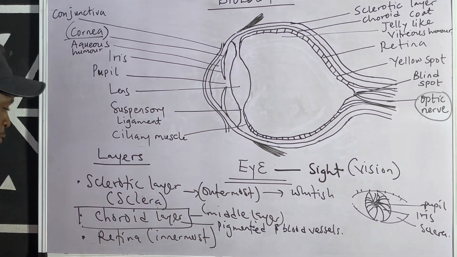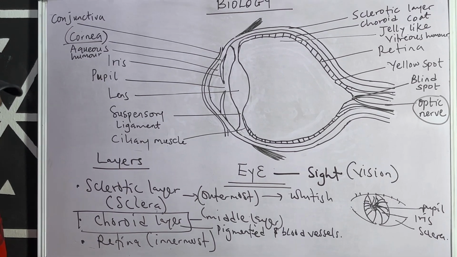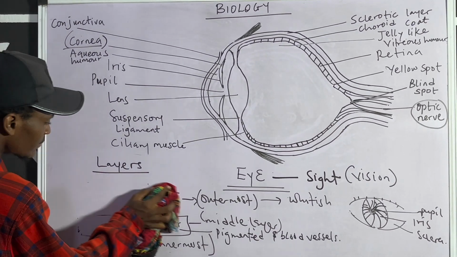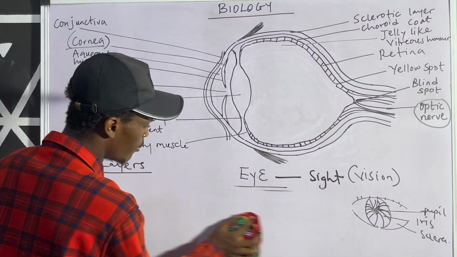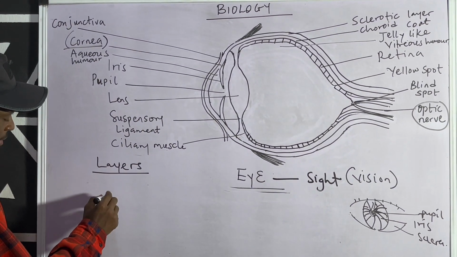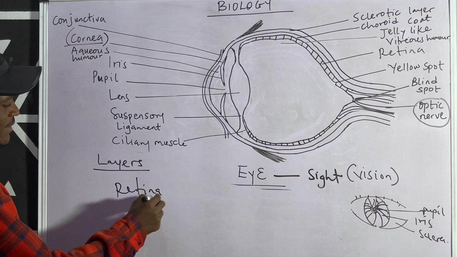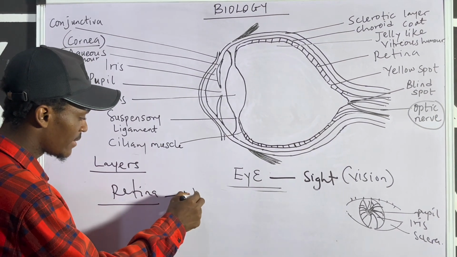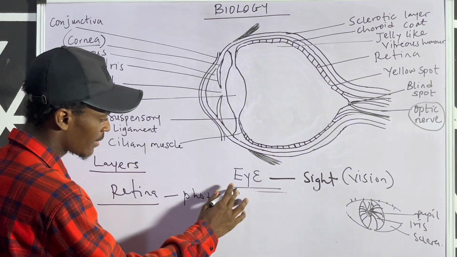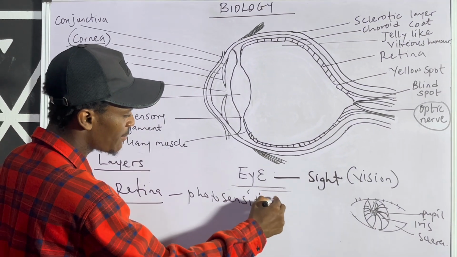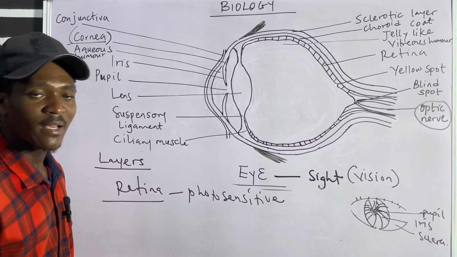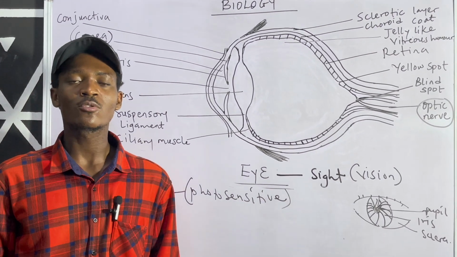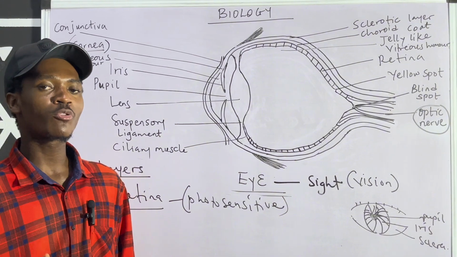All right. So then looking at the innermost layer, which is known as the retina. What is the duty or the role of the retina? Now, the retina is simply the photosensitive part of the eyes. It is photosensitive, the photosensitive part of the eyes. And why is it photosensitive? Because it contains some photocells or photoreceptors.